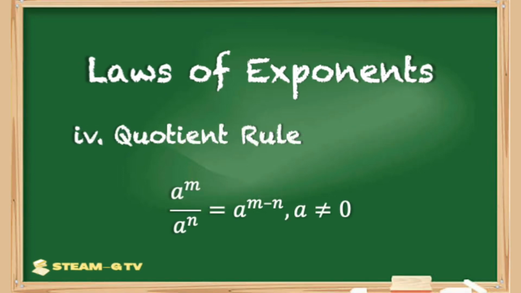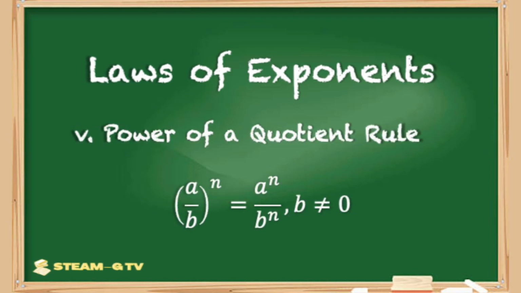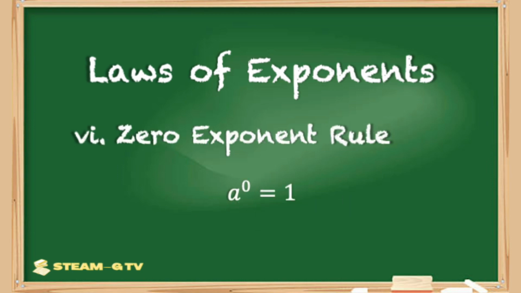Fourth, we have the quotient rule, where a raised to m over a raised to n is equal to a raised to m minus n. Take note that a should not be equal to 0. Fifth, we have the power of a quotient rule, where a over b raised to n is equal to a raised to n over b raised to n, where the denominator should not be equal to 0. Next, we have the zero exponent rule, where a raised to 0 is always equal to 1.